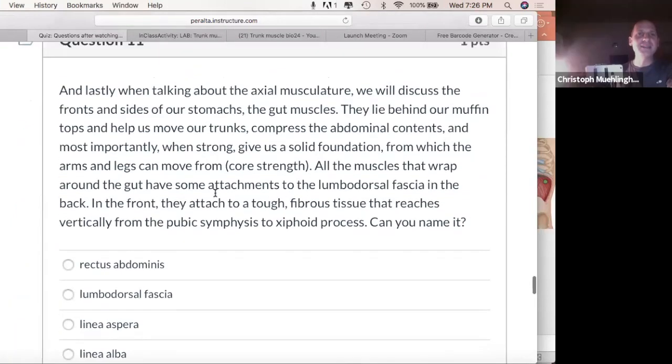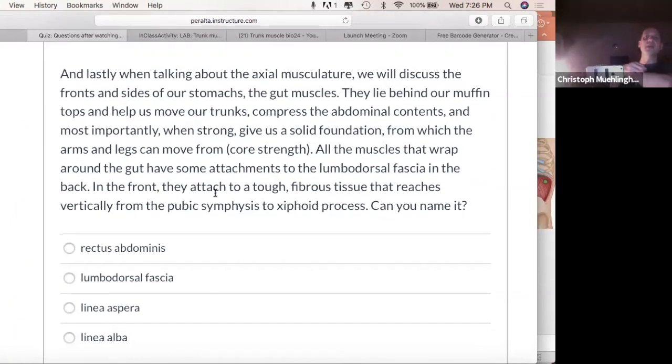And lastly, when talking about the axial, we discussed the front and sides of the stomach, the gut muscles. They lie behind the muffin tops and help move our trunks and compress the abdominal contents. Most importantly, when strong, they give us a solid foundation from which the arms and legs can move. That's the core strength. It makes sense why we have core strength.